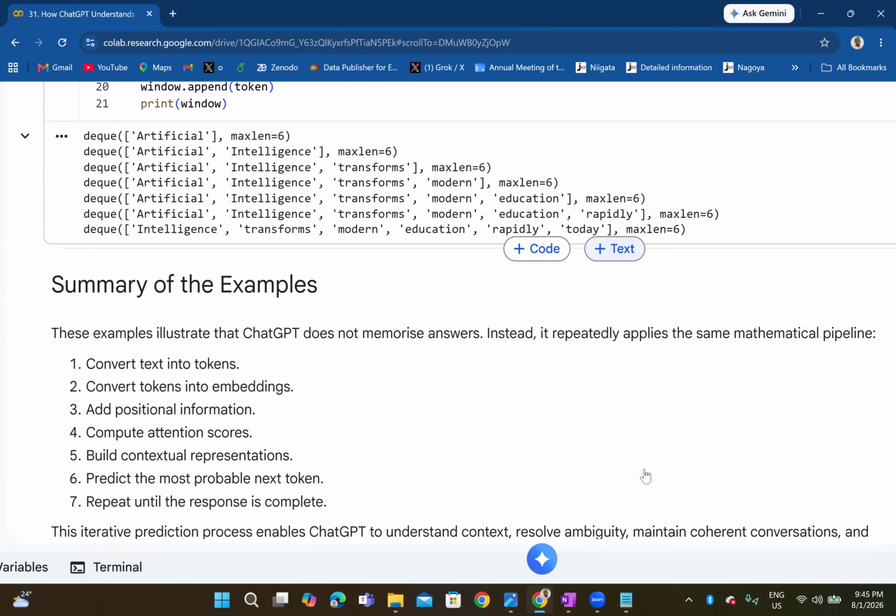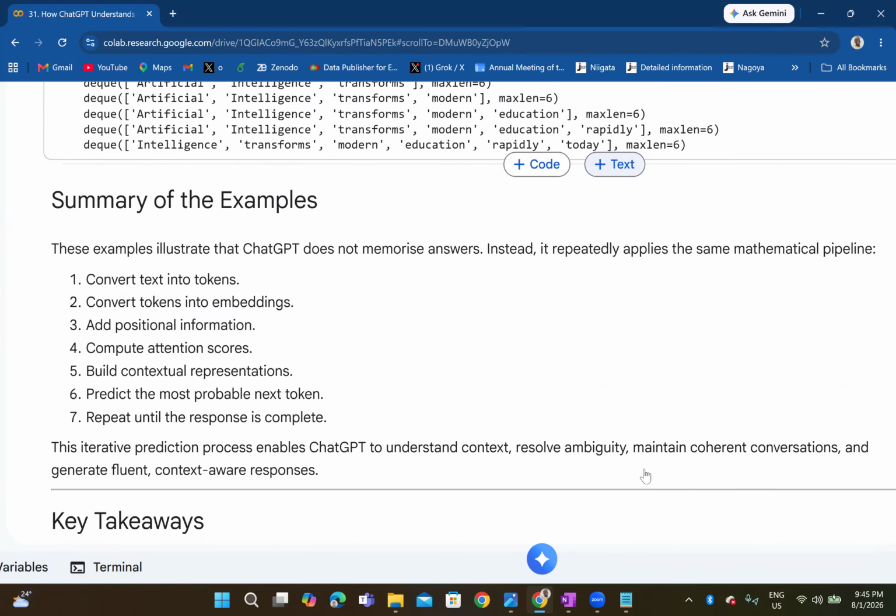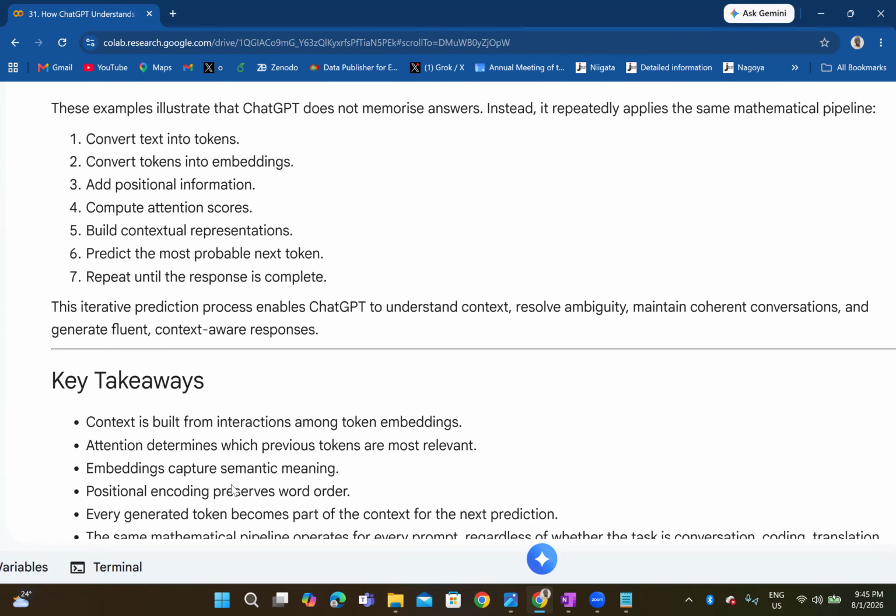So looking at the summary of the examples now, these examples illustrate that ChatGPT does not memorize answers. Instead, it repeatedly applies the same mathematical pipeline: convert text into tokens, convert tokens into embeddings, add positional information, compute attention scores, build contextual representations, predict the most probable next token, repeat until the response is complete. And this iterative prediction process enables ChatGPT to understand context, resolve ambiguity, maintain coherent conversations, and generate fluent, context-aware responses.